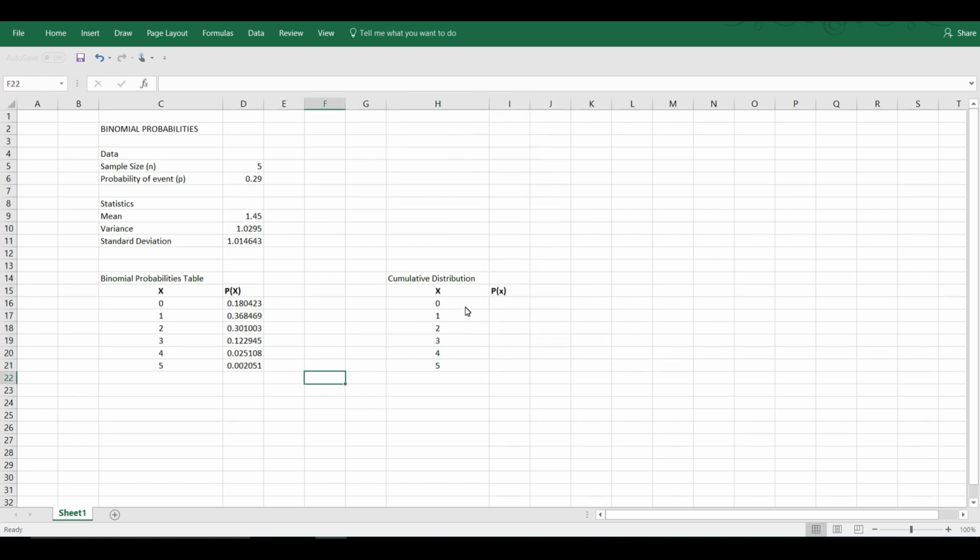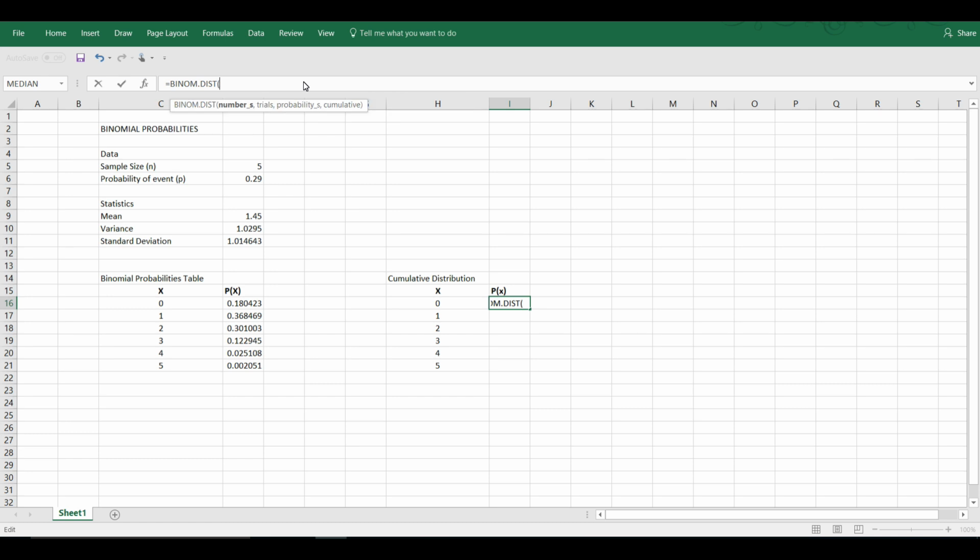Okay, so now what is the probability that x equals 0 through 5? When we get to 5, the probability that x is 0, 1, 2, 3, 4, or 5 should be equal to 1. So we should have a 1 here. And this should be the same as this, 0.180423. So let's type in the formula, but this time we're going to write true because we want a cumulative distribution.